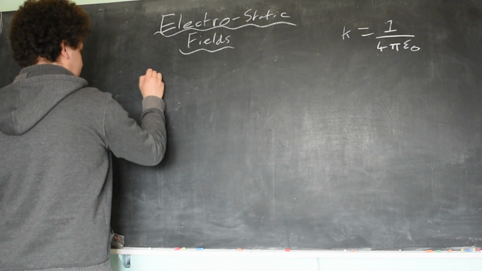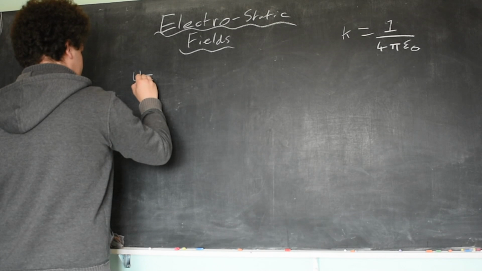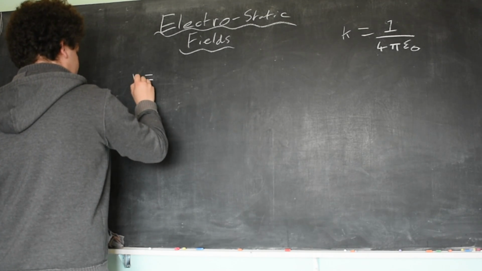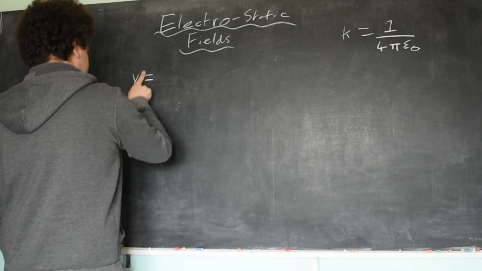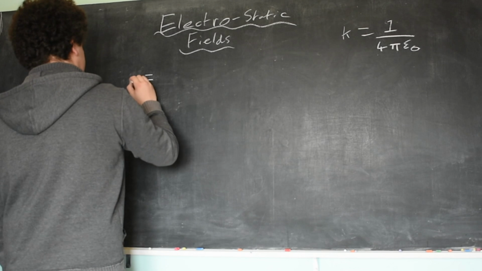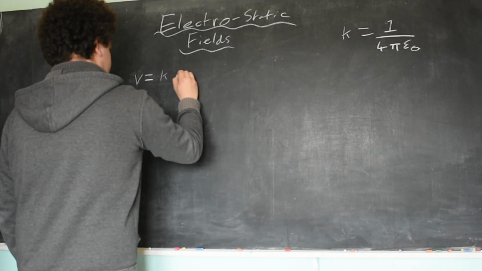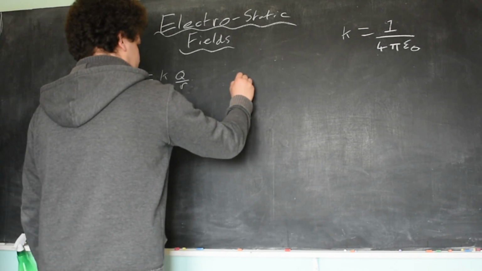For a single point, the potential, well, it's V now, not U. So V equals K Q over R. That's for a single point.